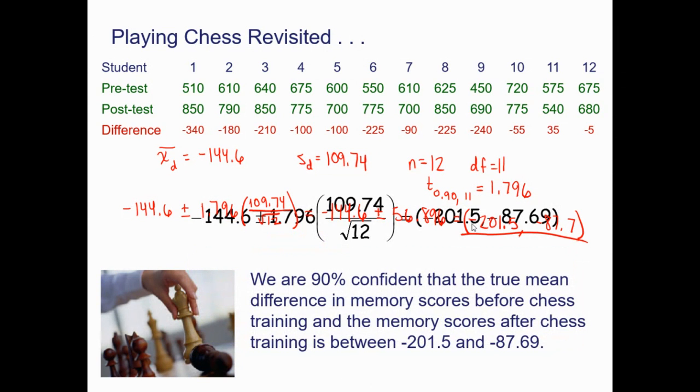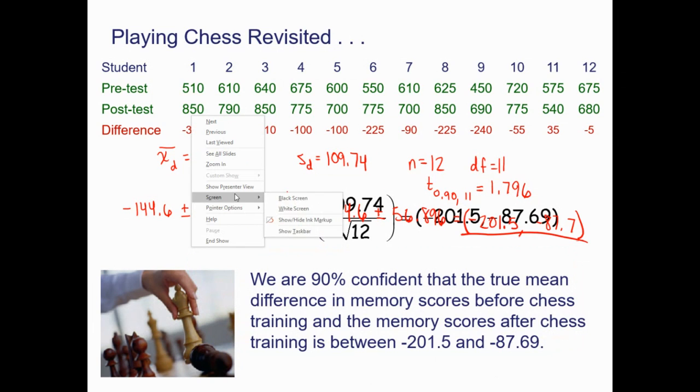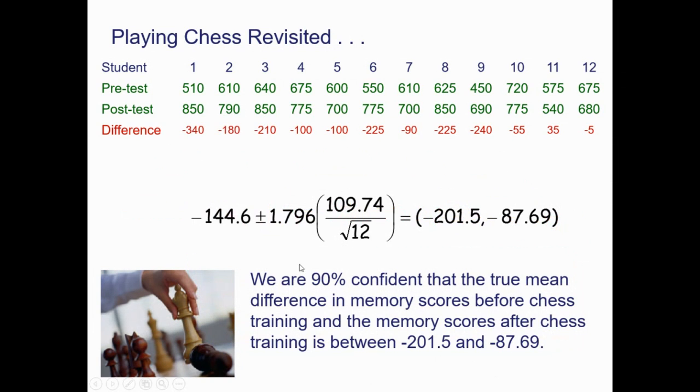So I'm going to erase the ink, that way you can really get a clear shot at it. So we're 90% confident that the true mean difference in memory scores is between negative 201.5 and negative 87.69. So we actually did get where I needed. It just took us literally until the bell.